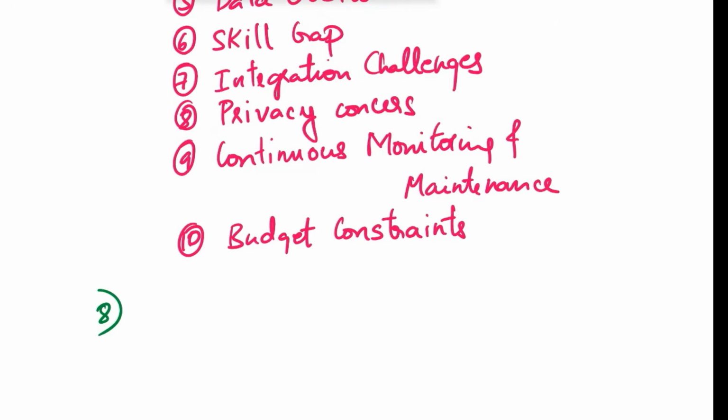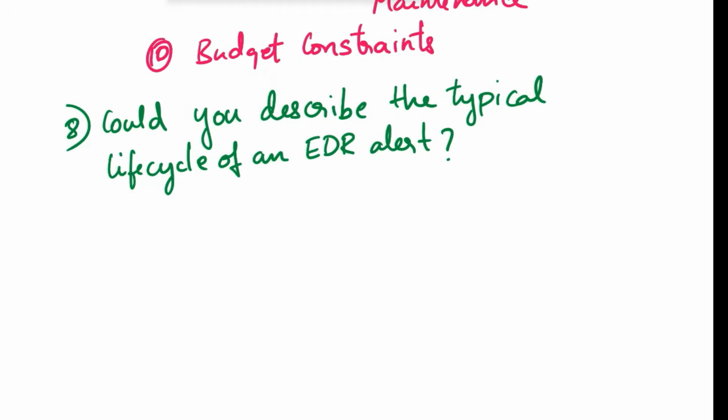Let's move on to the next question. Could you describe the typical life cycle of an EDR alert? So, the life cycle of an EDR alert involves several stages, each of which contributes to the process of identifying, investigating, and ultimately resolving a potential security incident. Here's a typical life cycle of an EDR alert.